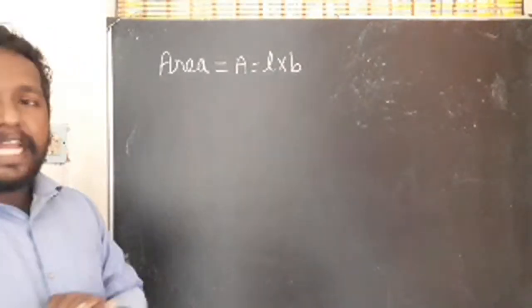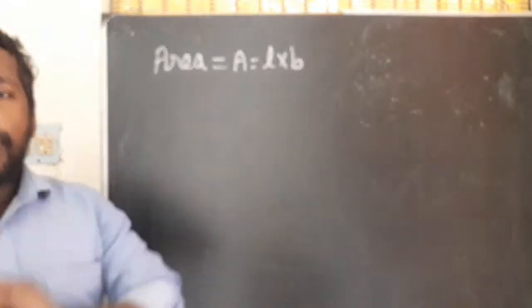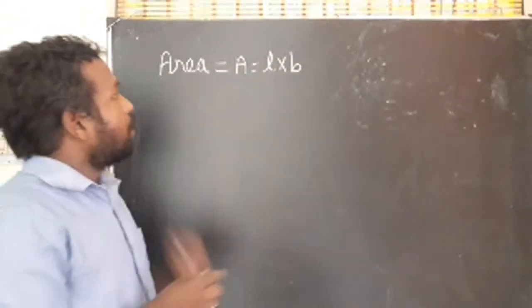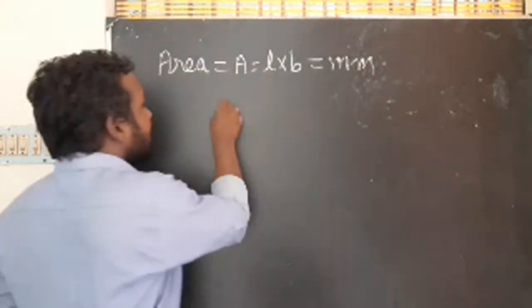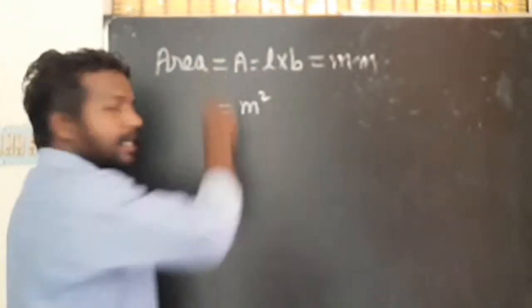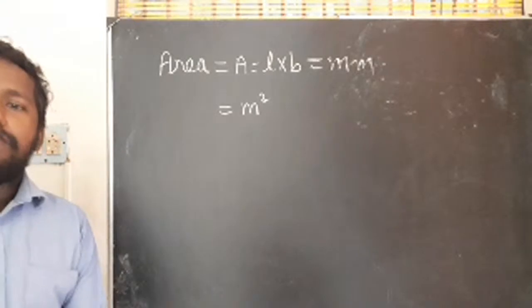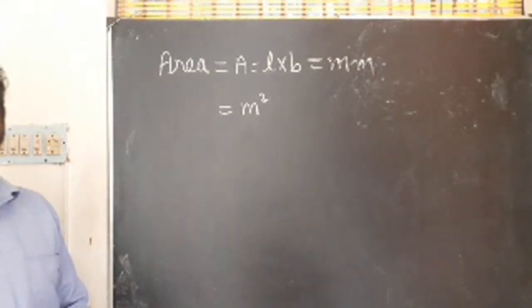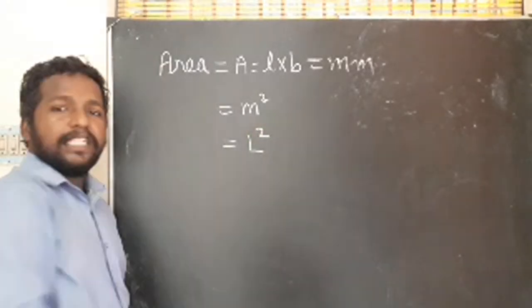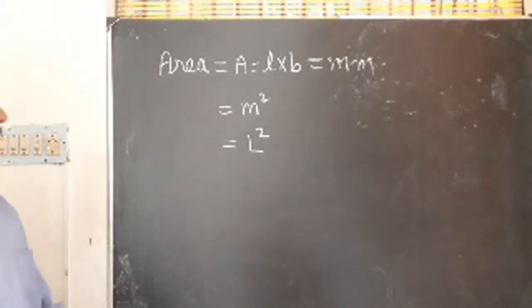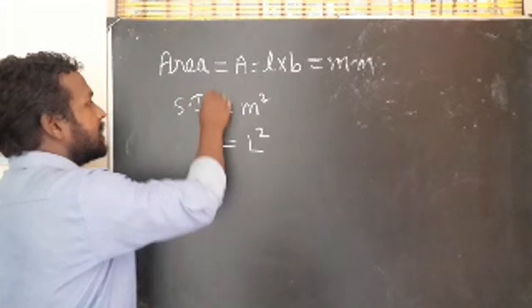Area is equal to length into breadth. Length is meter, breadth is meter, so we have meter square. The unit of area is meter square. What about the dimensional formula? Because length is measured as L, L square will come. This is the SI unit and this is the dimensional formula.